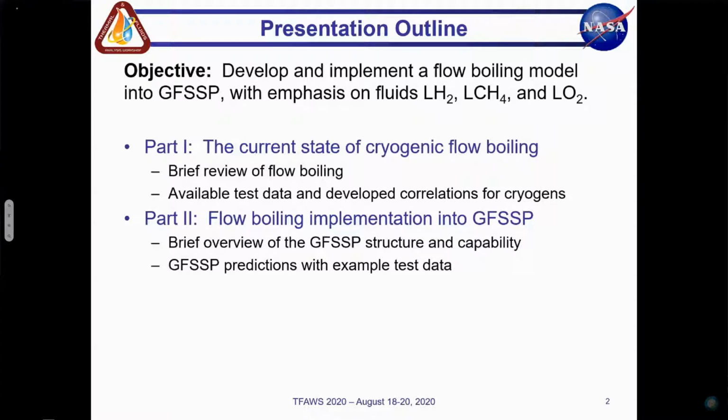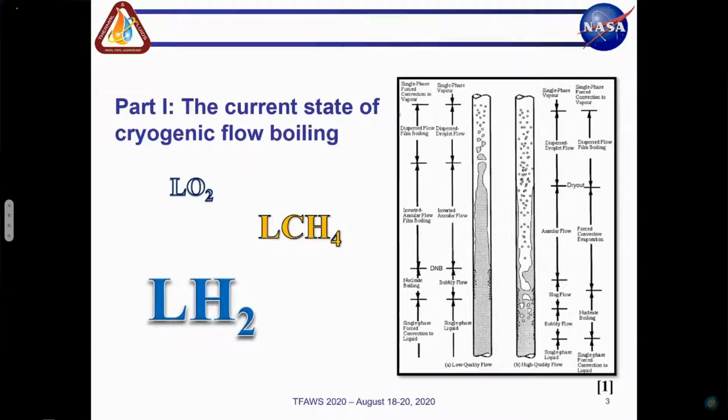I have broken the presentation into two parts. In the first part, we're going to talk about the current state of cryogenic flow boiling. I'm going to briefly go over the different flow regimes that we usually encounter when we deal with flow boiling, and then I'm going to show the available test data and the available correlations that have been developed specifically for cryogenic fluids. In the second half, I will talk about how we are trying to implement this model into GFSSP. I'll talk a little bit about GFSSP, and then I'll show some example test cases where we've compared test data to GFSSP predictions, and we'll see how good they compare.